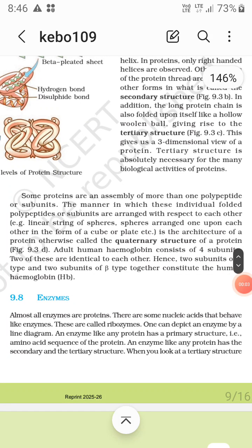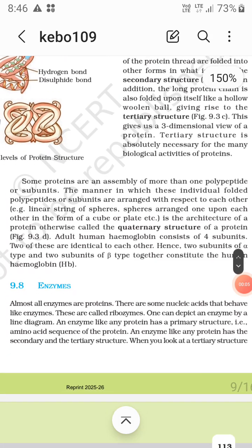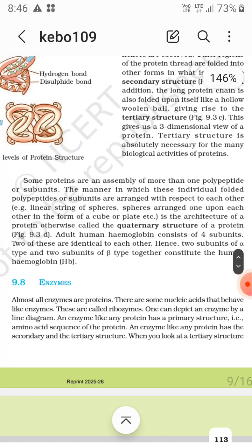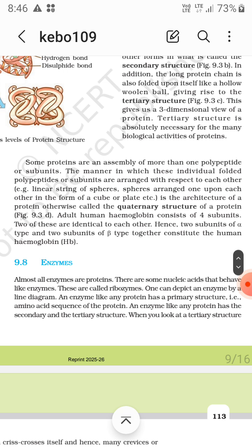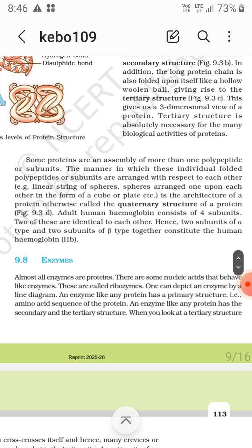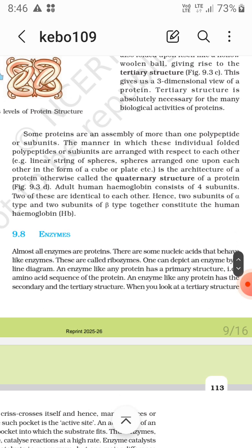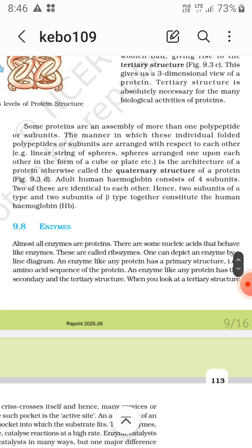Now, some proteins are an assembly of more than one polypeptide or subunits. The manner in which these individual folded polypeptides or subunits are arranged with respect to each other, for example linear strings or spheres, spheres arranged upon each other in the form of a cube or plate, is the architecture of a protein, otherwise called the quaternary structure of a protein.